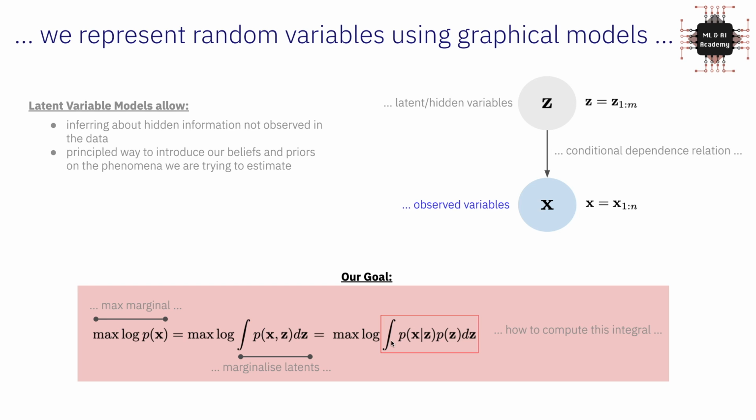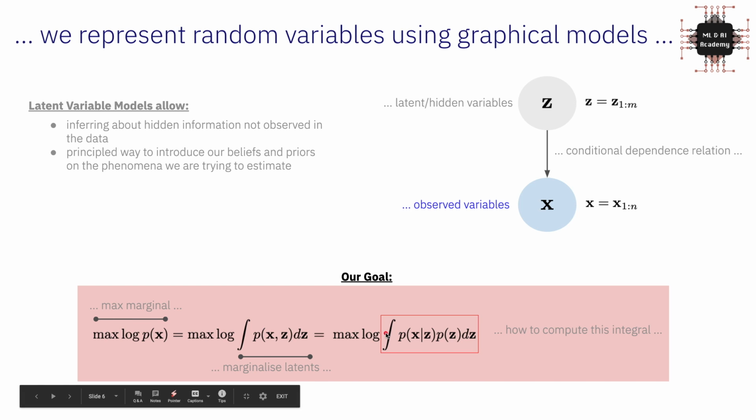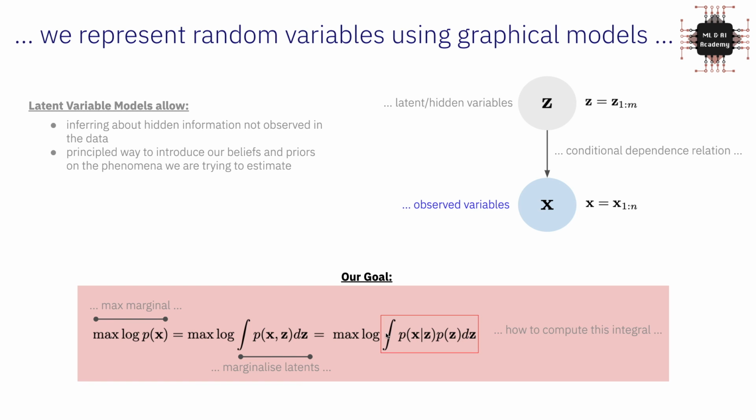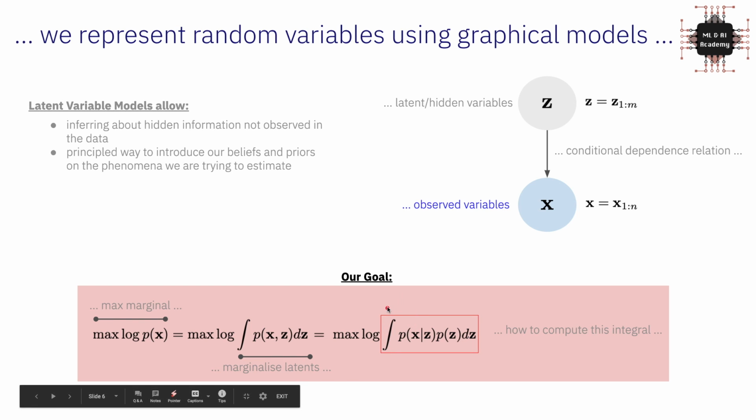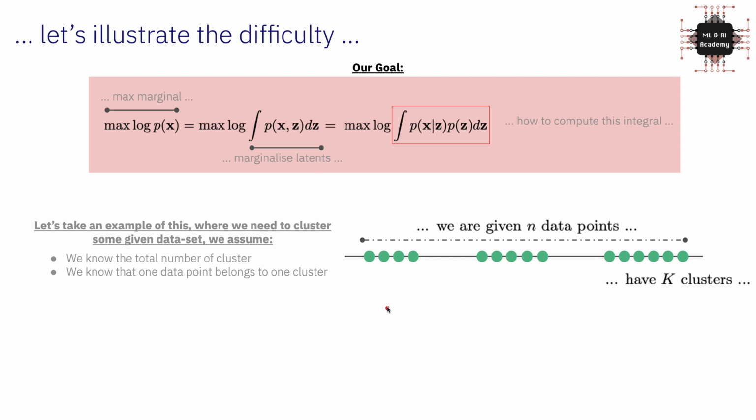Now there are multiple ways to compute this. There are sampling methods like Monte Carlo techniques and Markov chain Monte Carlo techniques. And there are variational inference methods that allow me to approximate this integral. But let us understand this more. Before diving into that, let us take an example.